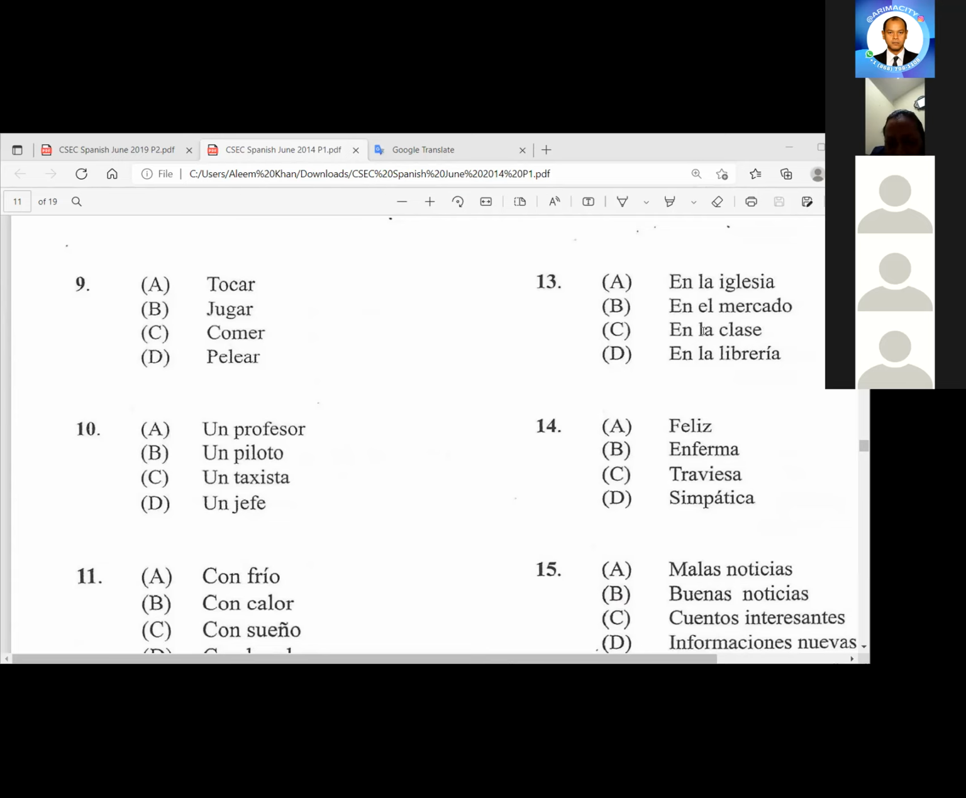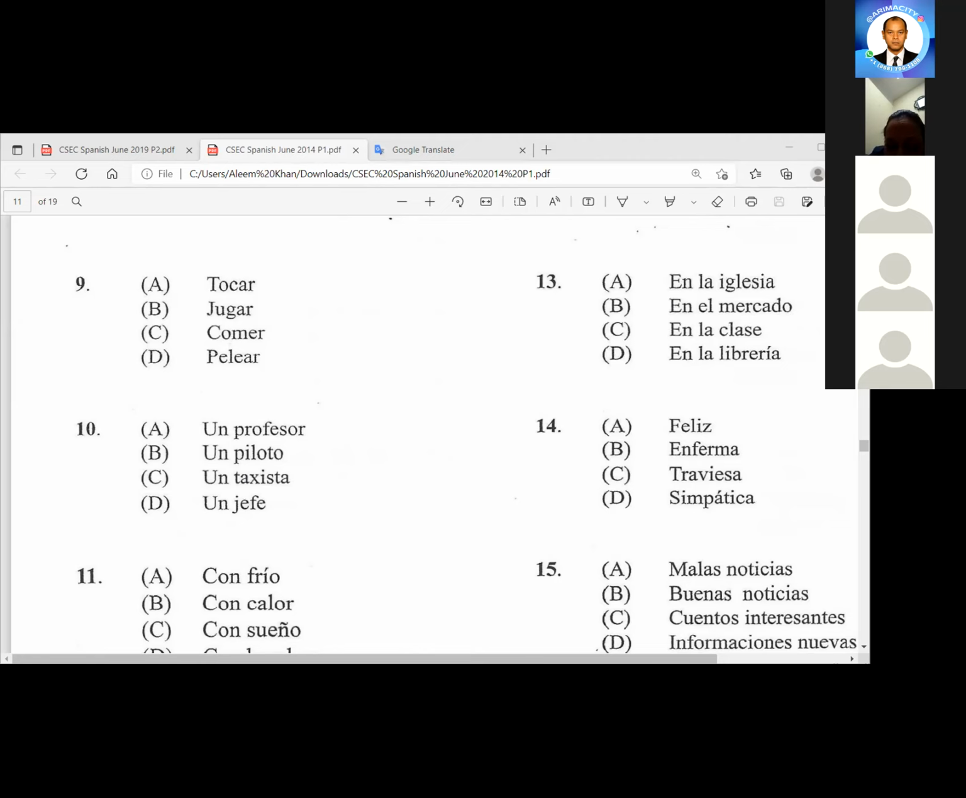All right, so Melika, it's in la iglesia, it's in church. And en el mercado is in the market. In the market, exactly. Very good. En la clase is, who wants to guess? In class. Very good. En la librería. In the library?